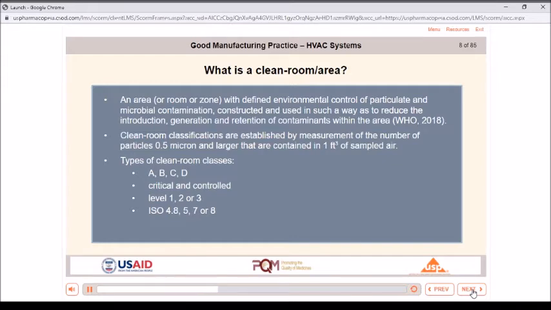WHO 2018. Clean room classifications are established by measurement of the number of particles 0.5 micron and larger that are contained in 1 cubic foot of sampled air. Types of clean room classes: A, B, C, D. Critical and controlled: level 1, 2, or 3. ISO 4.8, 5, 7, 8.